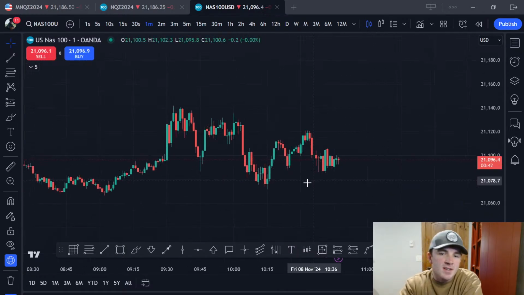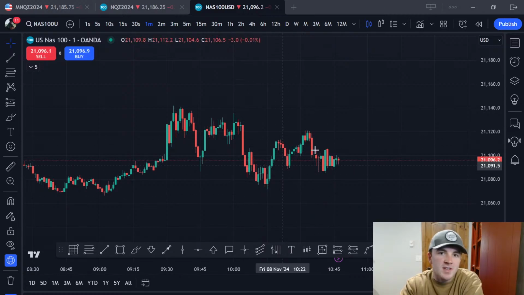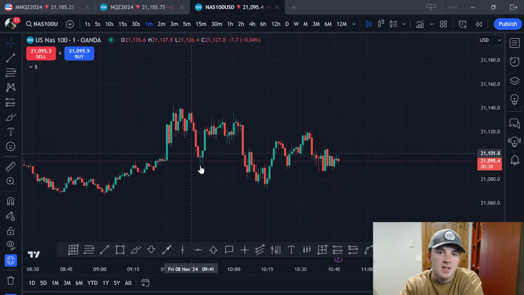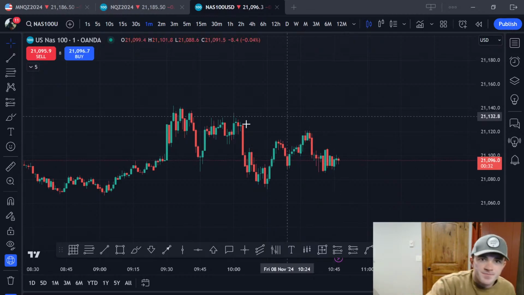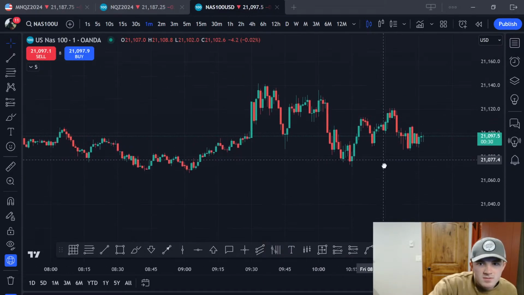Yeah, price action, I think you just kind of have to take your losses with this kind of price action, because it's just like boom, boom, boom, boom. There's nothing really to trade. It's just chop.